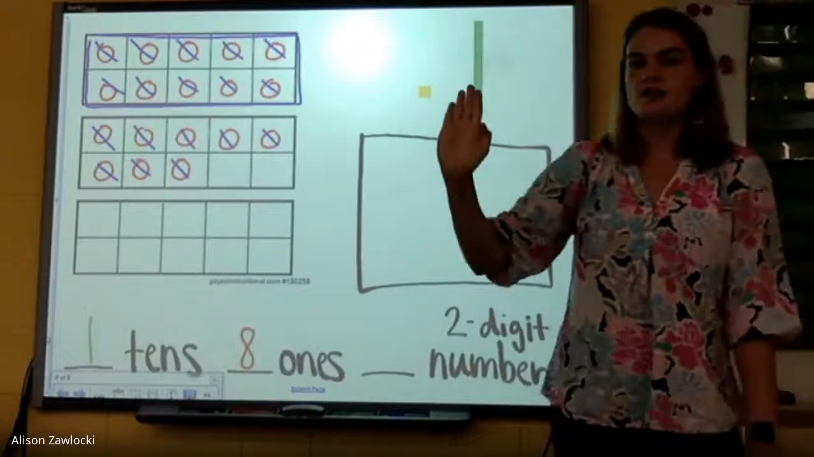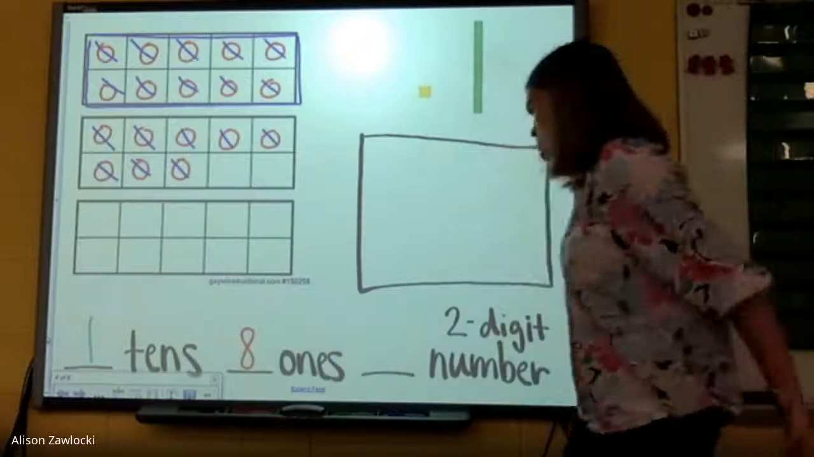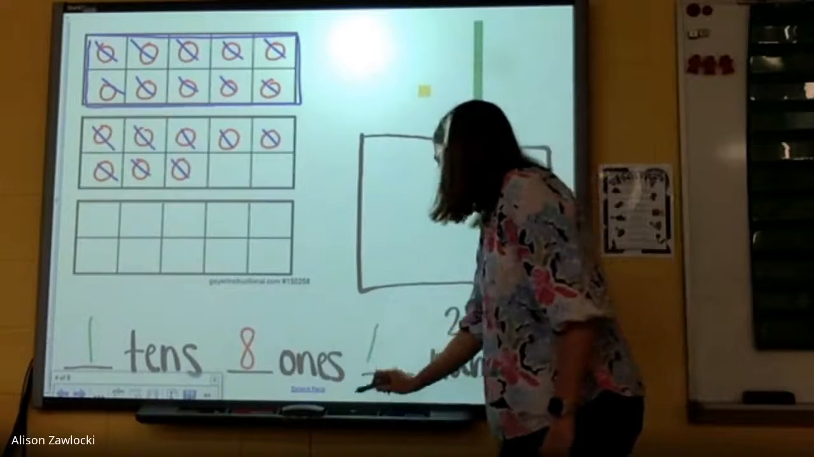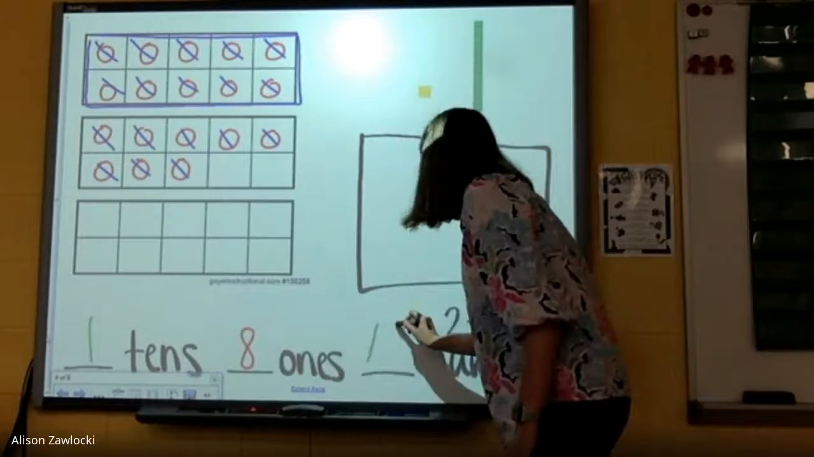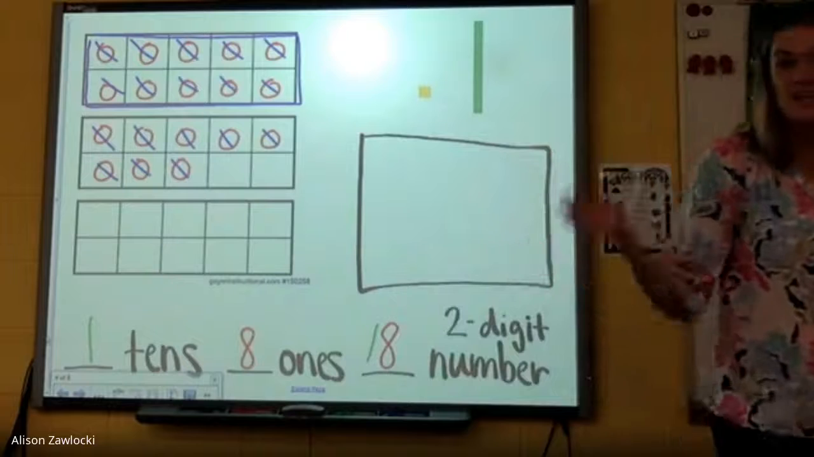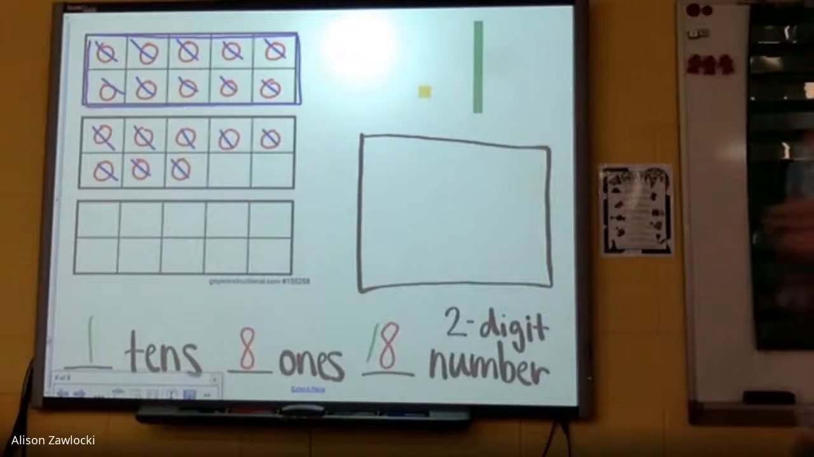So boys and girls, remember our super quick strategy? We put our 10s first and then our ones to make our 2-digit number. So what number would this be? Our 2-digit number. That's right, 1 and then an 8. What number is that, boys and girls? That is 18.